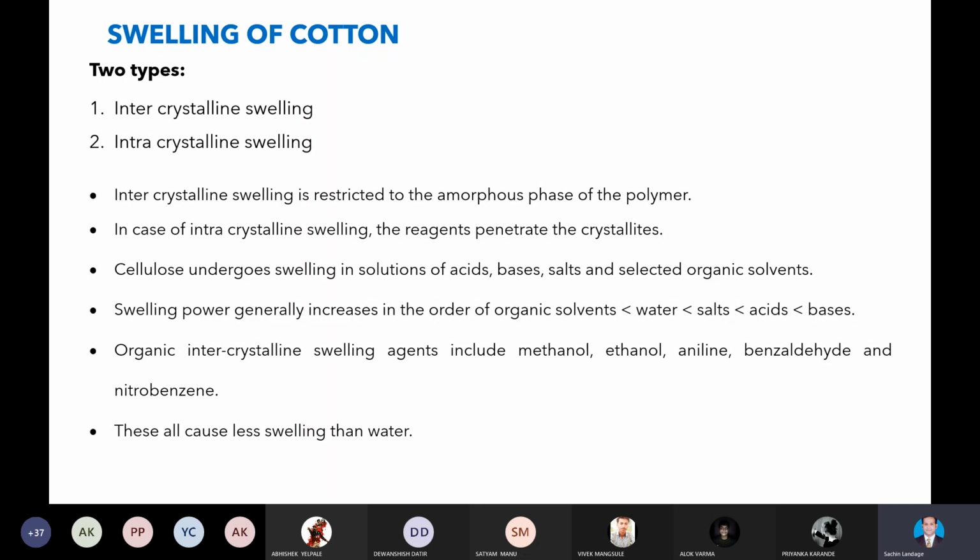Swelling power generally increases in this order: lowest swelling in an organic solvent, then in water, then in a salt solution, then in acid, and the highest you are going to get in a base. A simple example: during the practical we have seen the treatment of cotton with 5% NaOH, or with 17.5% NaOH, or 17.5 to 22.5% NaOH. In all the cases, what is happening? The cotton fiber swells.